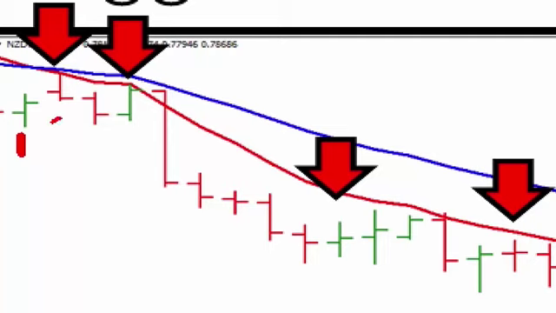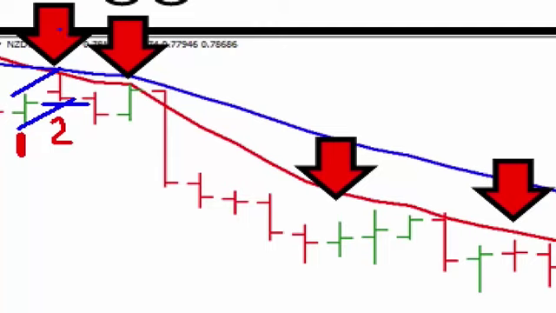Therefore, we're looking now at bar 2. Great, we've found bar 2. We would then place our entry order to sell underneath bar 2, and sure enough, bar 3 goes lower than bar 2, but all we needed to see here was the potential signal.